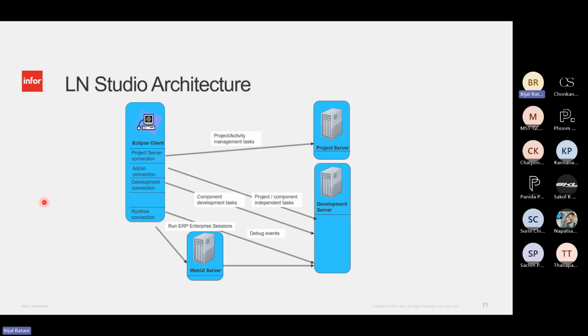But these are connection points. Just keep it in mind. The project server is a connection point, admin is a connection point, then the development connection point and runtime. Runtime is used for execution. The development connection point is used to make the development changes. The admin connection point is just to establish the connection, and the project server connection point is to establish the connection with the project server.